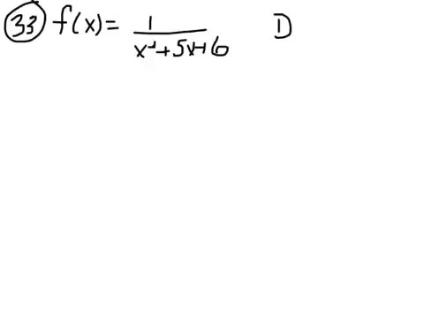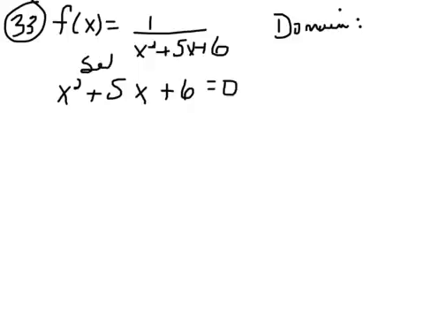In 33, we have f of x is equal to 1 over x squared plus 5x plus 6. Now again, we would usually say our domain, because that's what we're trying to find, the x's that we could plug in, is all real numbers, except if there's a square root that has a negative underneath it, or we have to make sure our denominator can never be equal to 0. So let's look at our denominator. It's x squared plus 5x plus 6. We're going to set it equal to 0 to find any problem numbers.